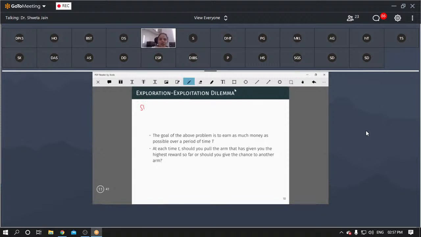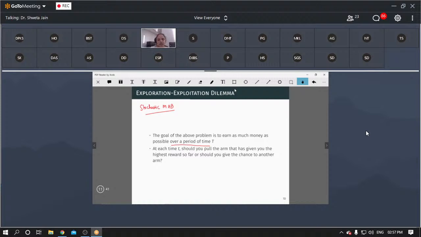So remember, we are still talking about the stochastic multi-arm bandit problem. I will go back to our gambler problem because it's nice to find the analogy. So what is the goal? The goal of the problem is to earn as much money as possible over a period of time T. The gambler is staying for capital T days. Daily he is pulling one arm, getting some reward, and his main goal is to maximize his reward over a period of time T. And the decision he is making is which arm to pull.